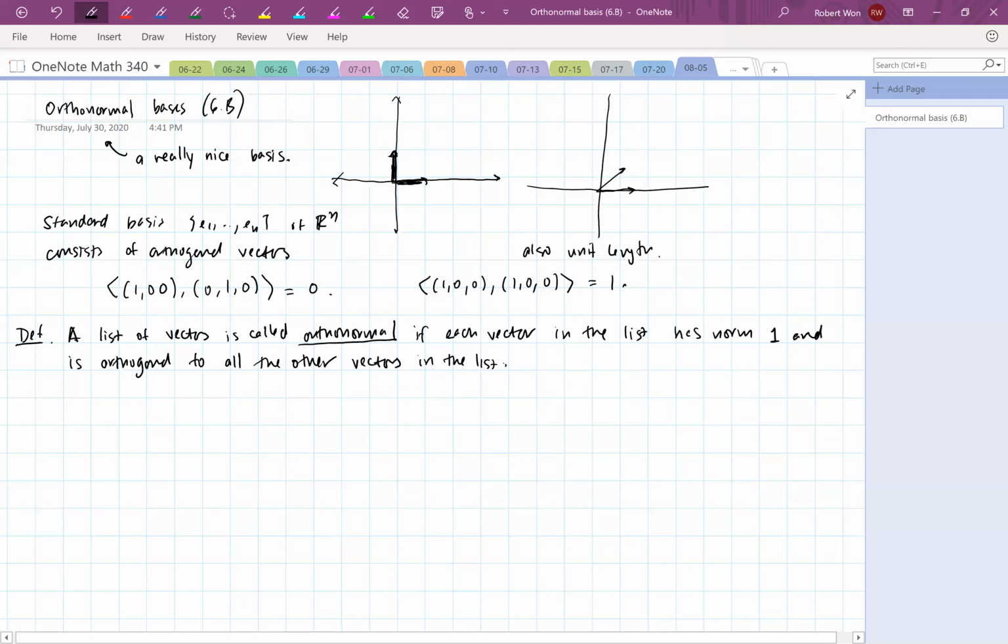Right, in other words, the list e1 through en is orthonormal if when you take the inner product of two of these vectors, if they're different vectors, you get 0. If it's the same vector, ei, inner product of ei with itself should be the square of the norm. So that should just be 1.